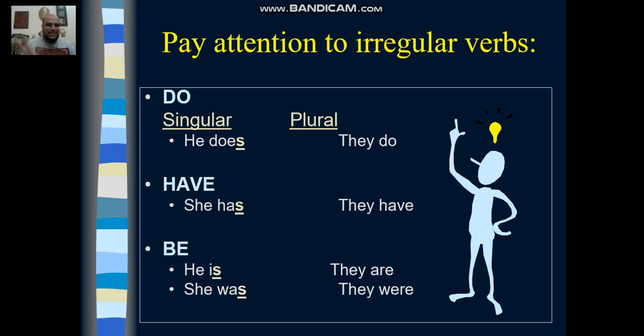Of course, do is easy because you're going to add es, because it ends in o. And have is a little bit of a problem, because I have talked a lot about verb to have. And I said it's not as strong as to be, because to have is going to accept I, you, we, and they. He's going to say, okay, I accept, I have. He has, no, I'm not going to accept it. But verb to have, you have to add an s.